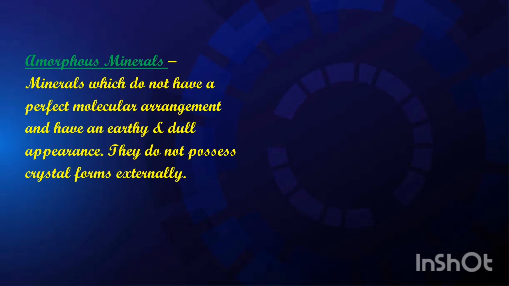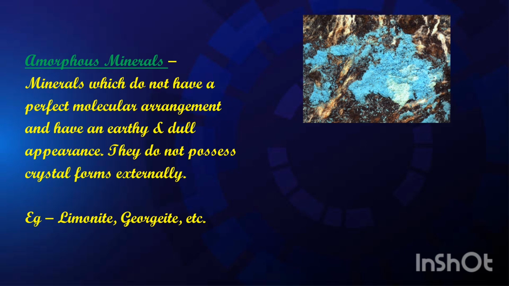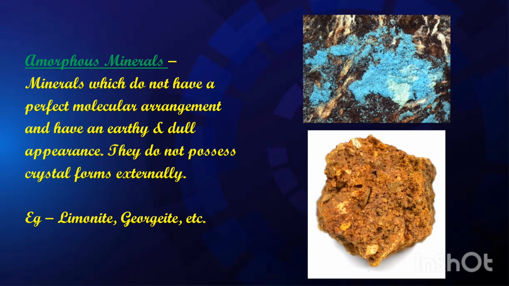So moving towards the amorphous minerals, they lack a definite molecular arrangement and are earthy or dead in appearance. They do not possess crystal forms externally. They do not have a face, an edge, or a solid angle. For example, we have limonite, we have georgite. So this is limonite.